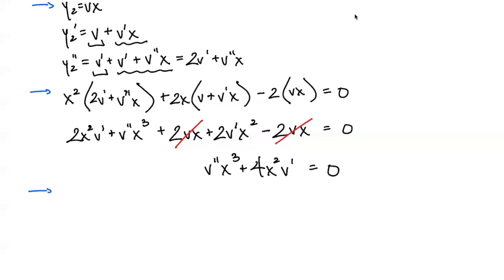Now we're going to make a substitution so that we turn our second order into a first order. This will give us x cubed w prime plus 4x squared w equals 0. Okay.